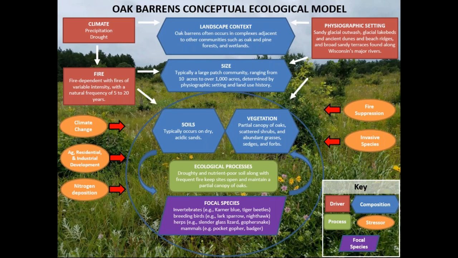And we also consider broad stressors, right? Those are the orange bubbles, things like fire suppression, invasive species, other things like climate change, development, nitrogen deposition. And finally, we think about how those stressors and the drivers and processes interact to influence composition, especially composition and structure. So I don't want you to get hung up on all of the details in this slide, but know that we started with this broad understanding of oak barrens, and this is one way of graphically illustrating these complex relationships. And in actuality, it's much more complex than even this graph can illustrate.